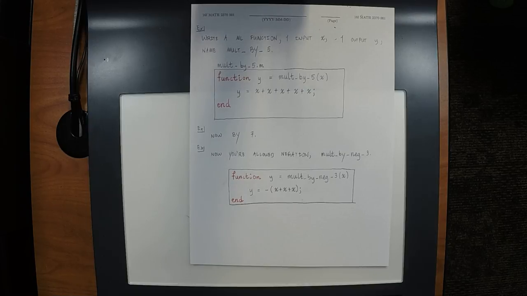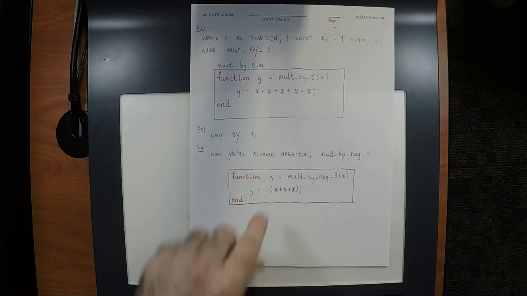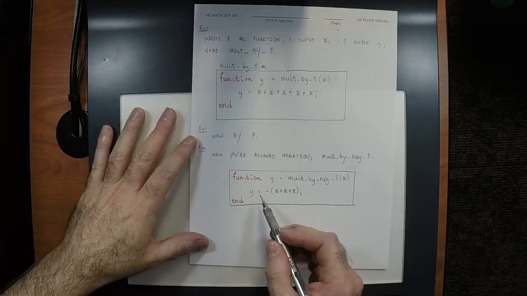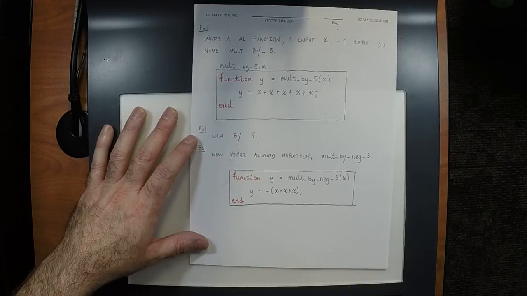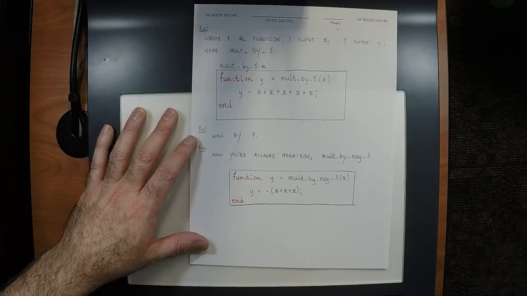Other questions? Yes? Could we put a 0 before the minus sign? No, and why not? Because that would be a subtraction. Which is to say, I believe what you're asking is, what if I was to put a 0 here? Yeah, so that would be against the rules, because then it wouldn't be a unary negation. It'd be a binary subtraction. So it would cause MATLAB to interpret it differently.